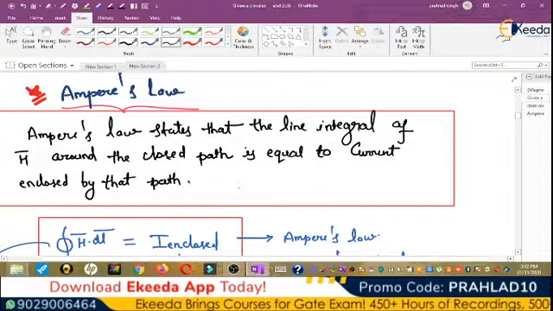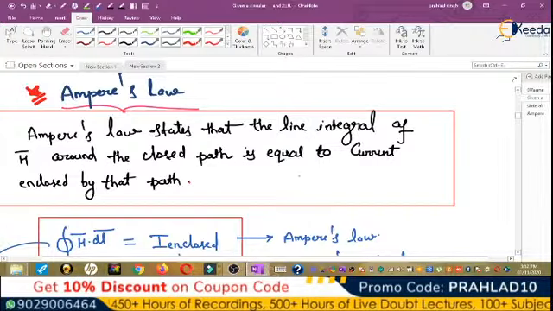Now we study about Ampere's law. Ampere's law states that the line integral of H around a closed path is equal to the current enclosed by that path.